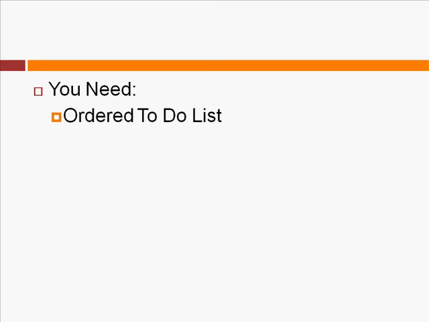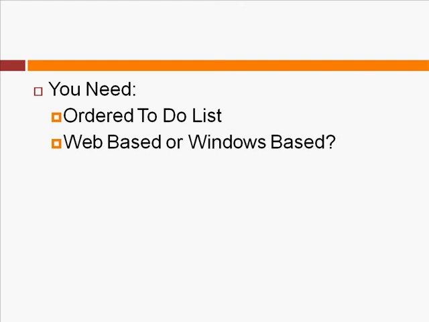So what do you need? You need an ordered to-do list, which you learned in the previous video. You're going to need to know whether it's web-based or Windows-based. Of course, you can't move forward if you don't know that. Then you need to know the programming language. If it's web-based, PHP or MySQL. If it's Windows-based, do Delphi or .NET framework.